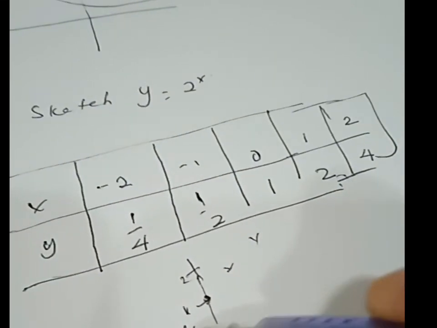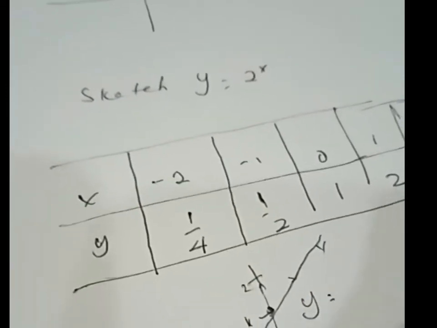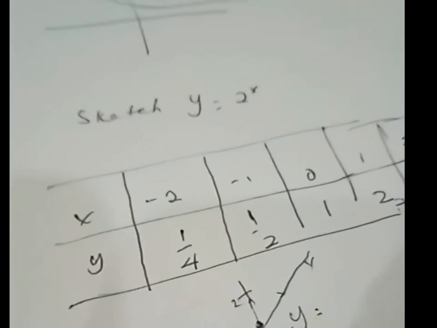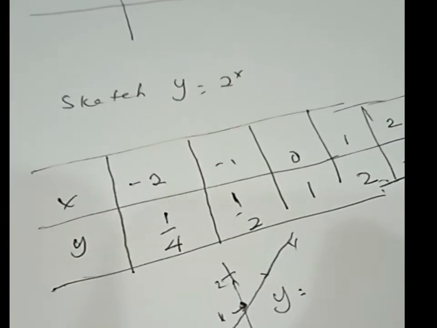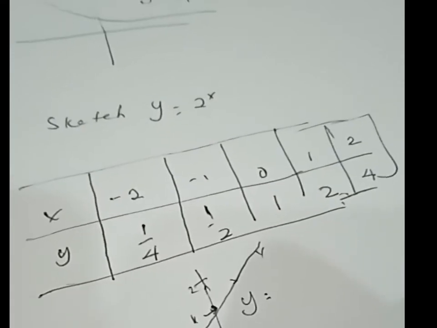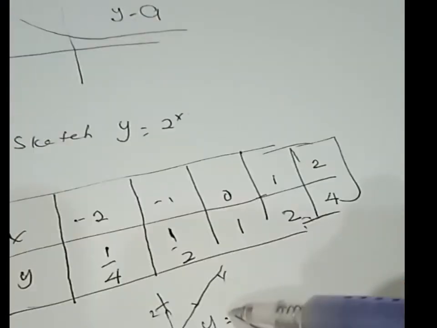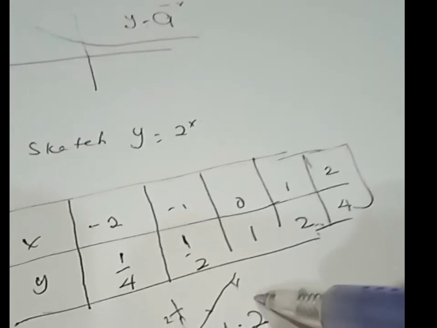So let's say we have something like this. This is y equal to, it should be a curve. Okay, not a straight line, it should be a curve. And it does not pass the x-axis. It is just close to the x-axis but does not pass it. So this is y equal to 2 power x.